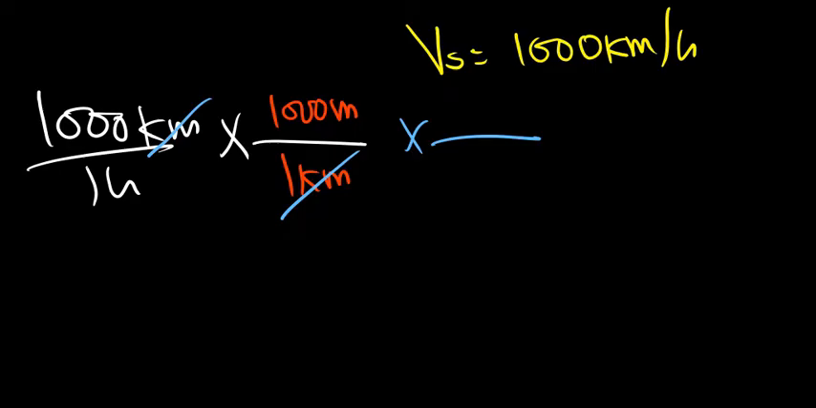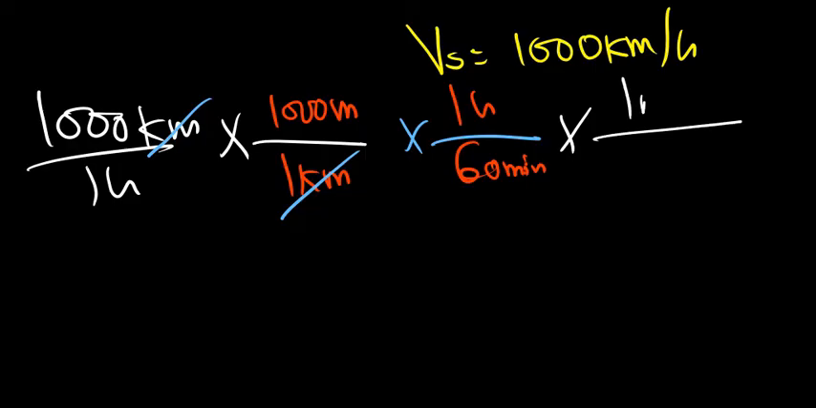Then I'll say in 1 hour, I'm setting the units in such a way that this and that should be cancelled. In 1 hour, how many minutes do we have? We have 60 minutes. But we are not interested in minutes. Again, I have to convert these minutes. In 1 minute, how many seconds do we have? 60 seconds. So at this point, I can clearly see that hour and hour can cancel, minutes and minutes can cancel. Then you get your calculator.